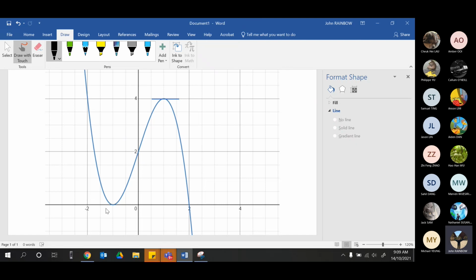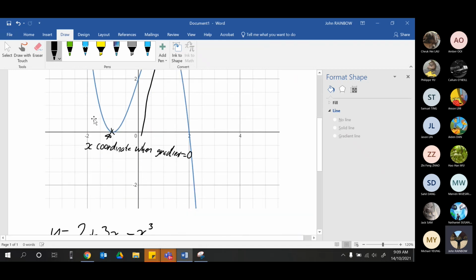So to find these, I want to find the x-coordinate when the gradient is 0. If I can find it there, it's going to give me 2 points. The gradient's 0 here, and the gradient's 0 here. I just want to find out where the x-coordinate is when the gradient is 0. And that will tell me.